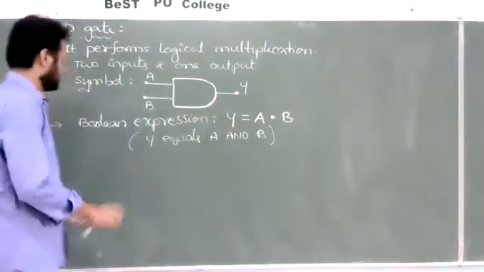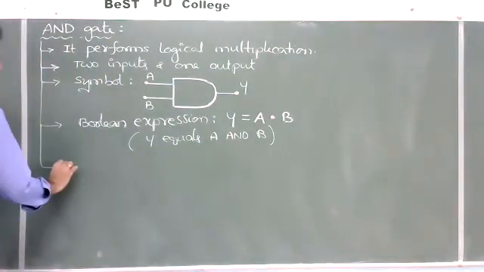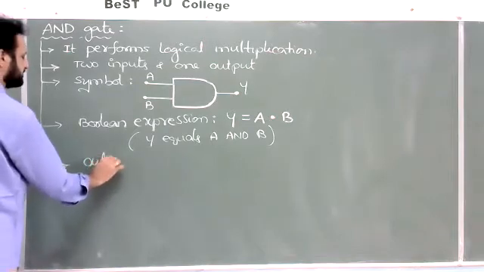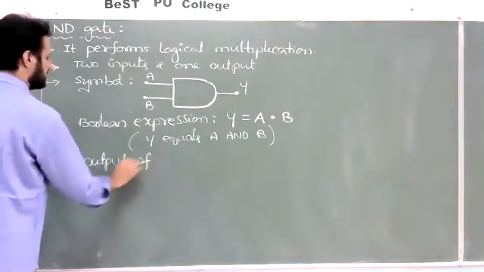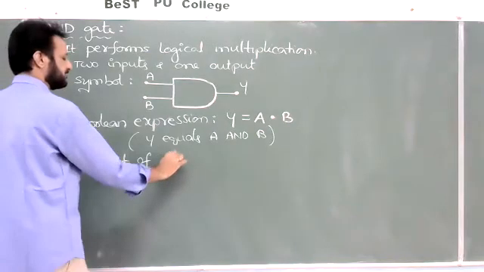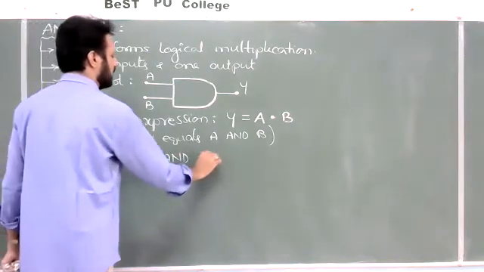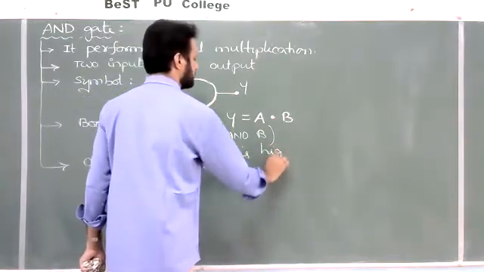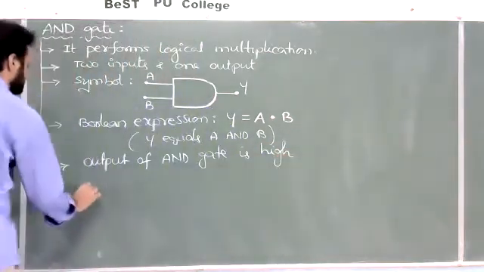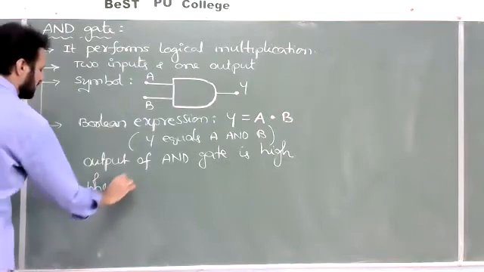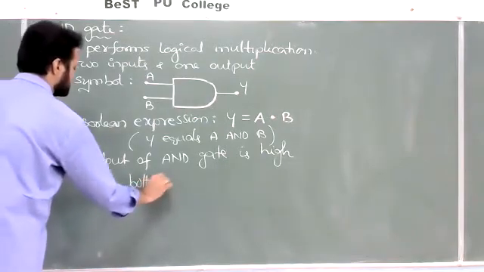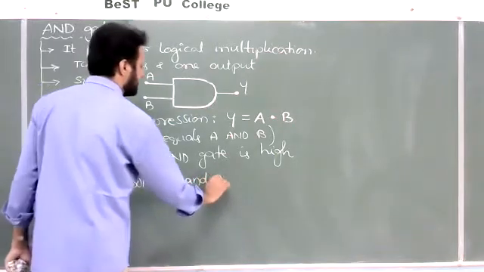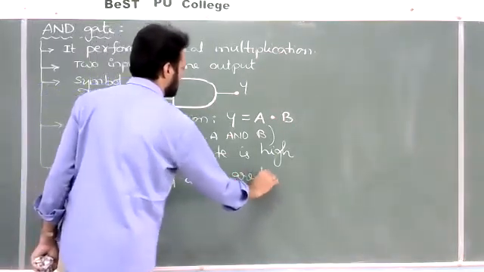So note down this one. The output of AND gate is high when both A and B are high.